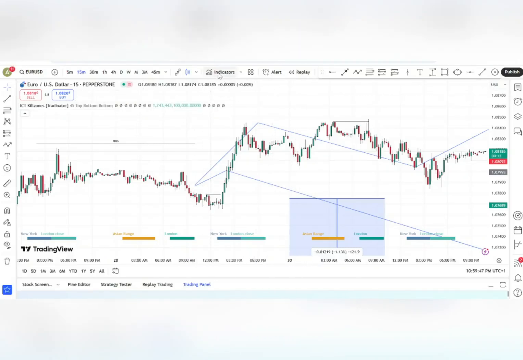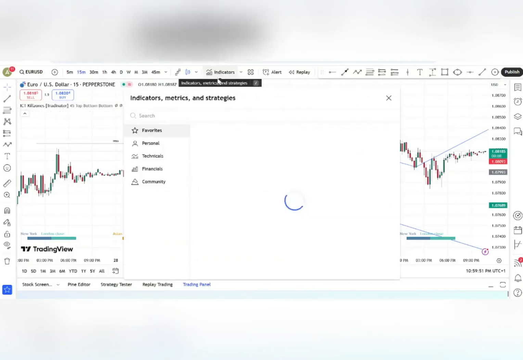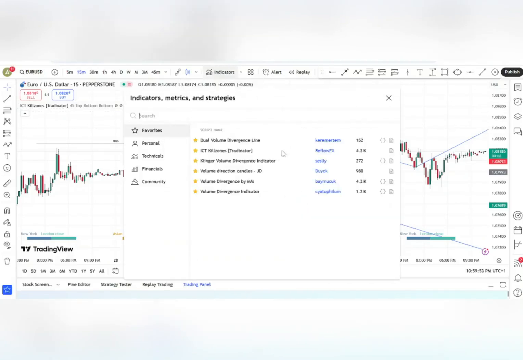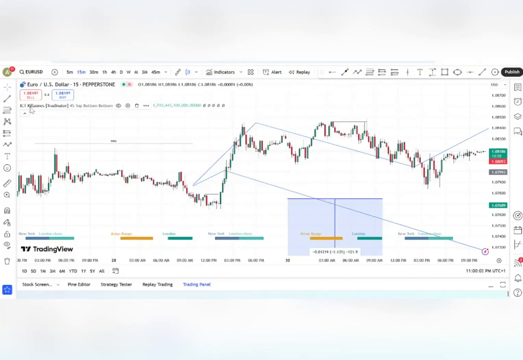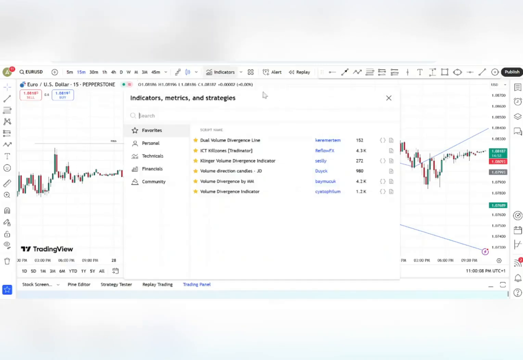If you want to set it, come to your indicators. Click on indicators. In my favorites, I just have ICT Q zone, Tradinator, Reflex FX. This is what I'm using now. So you see this ICT Q zone Tradinator. Let me delete it and add it again, so let me show you one major setting you have to do. If I tap on it now, it will be added automatically to my chart.